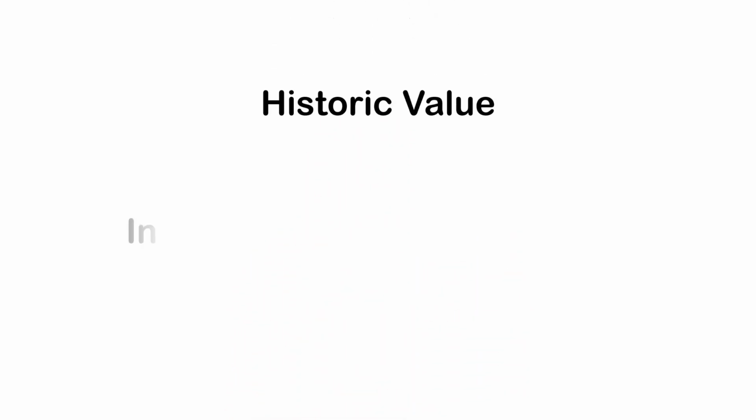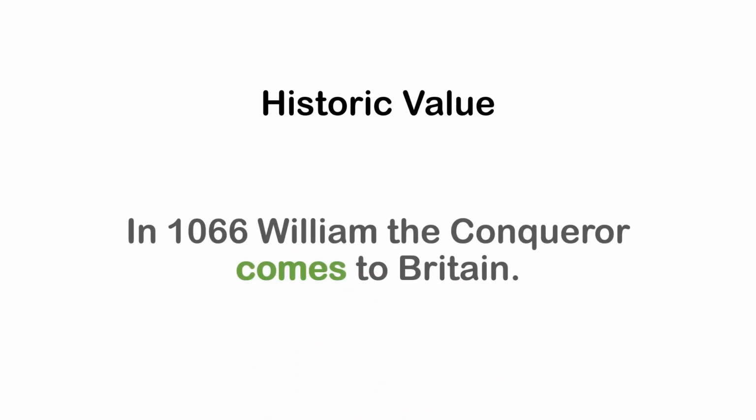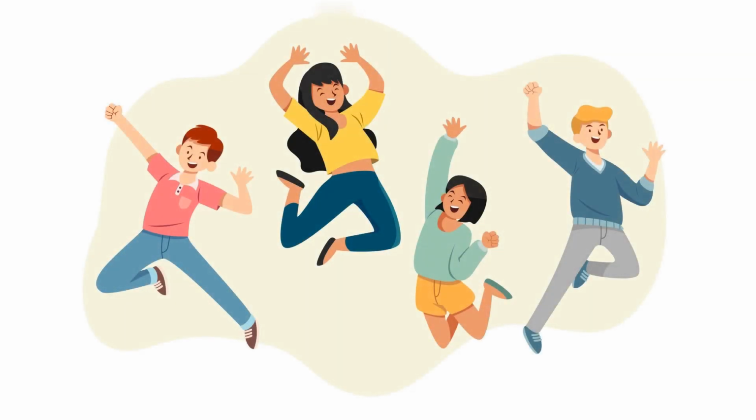Here is the example. In 1066, William the Conqueror comes to Britain. As we mentioned, the present simple is used here only for stylistic purposes. It makes the whole event seem more dynamic. And that's it. It surely was a short lesson. However, I think we should recap the main ideas that we have discussed.